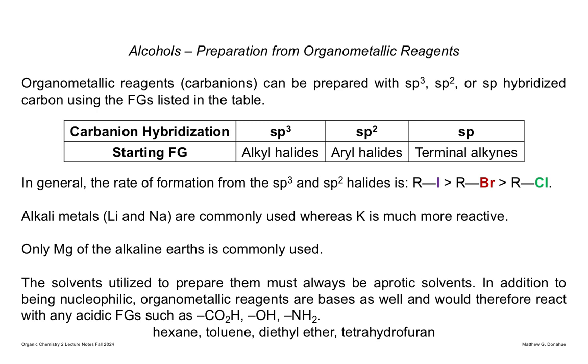So for the carbon hybridization, an sp3 hybridized carbon anion will start from an alkyl halide. sp2 starts from an aryl halide, so that's an aromatic ring. And then sp, you pretty much have to use a terminal alkyne. The next slide will show you specific examples of those structures, and I'll point out the hybridization.